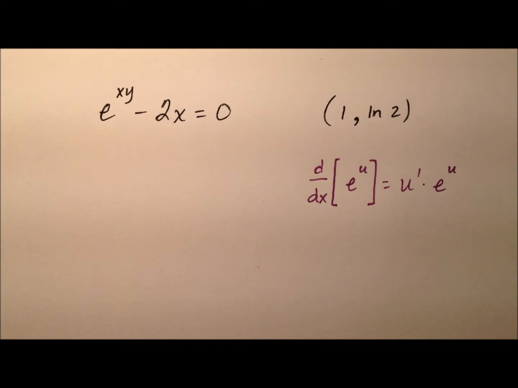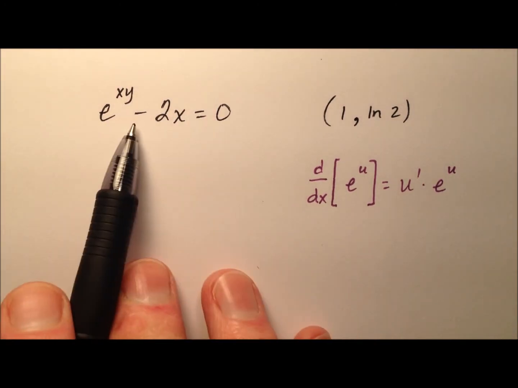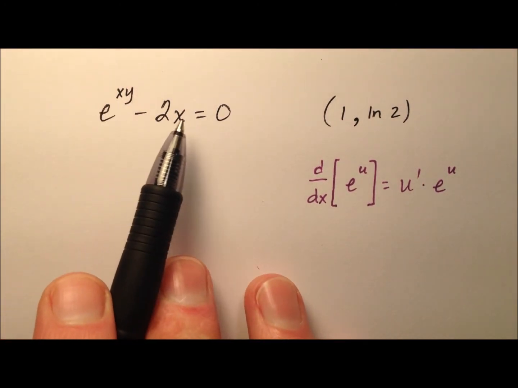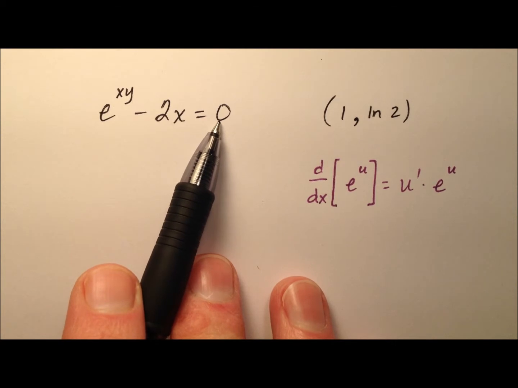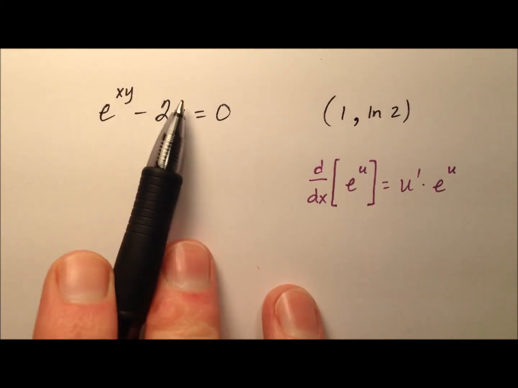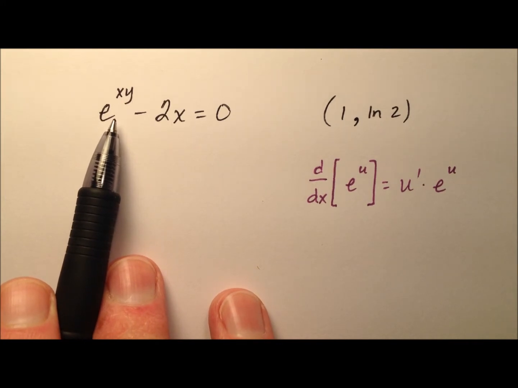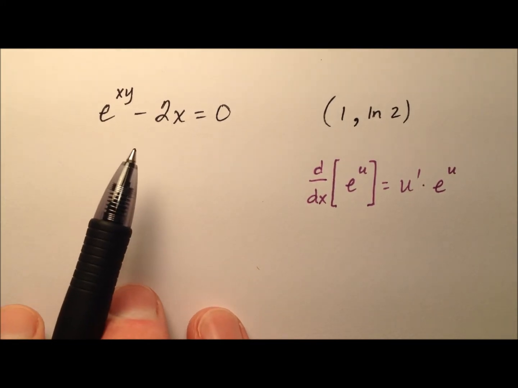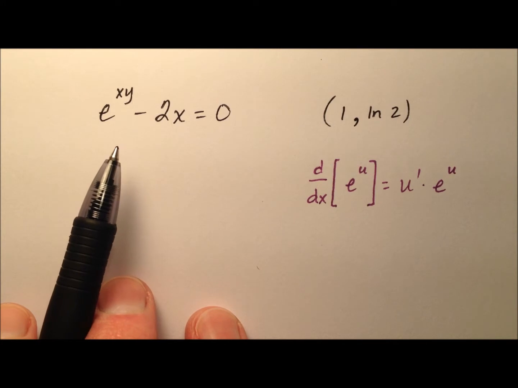In this video, I'm going to use implicit differentiation to write an equation of the tangent line to the graph of e to the xy minus 2x equals 0 at the point (1, ln 2). Implicitly, remember, I'm solving for y prime or dy/dx in order to find a function that's going to give me the slope at any point.